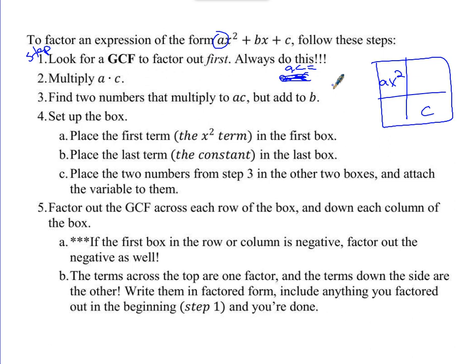You take those two numbers that you picked and you put them in the other two boxes, but you attach the variable to them. So the variable in this case is x. Maybe my two numbers that I had to pick were 6 and 7 for some reason. I would write 6x here and 7x here, or I could write 7x here and 6x here. It doesn't make any difference which order you put those into these two boxes. But it does matter which order you put these in. The first term has to go in the first box. The last term has to go in the last box. And then the two numbers you pick go in the other two boxes in either order with the variables attached.